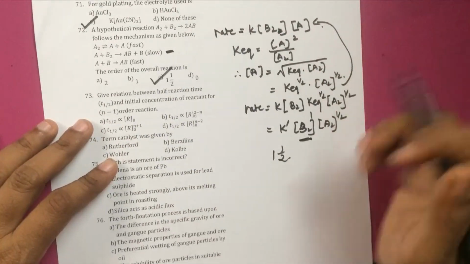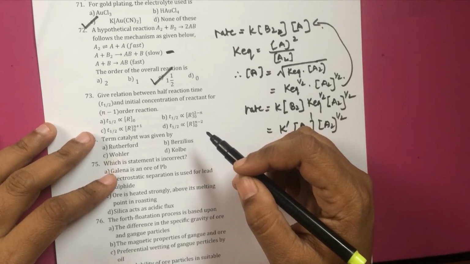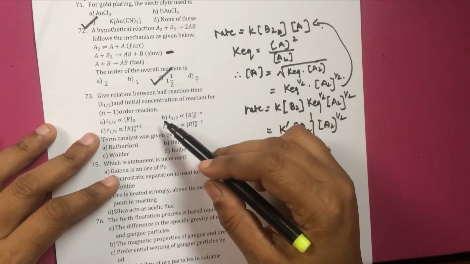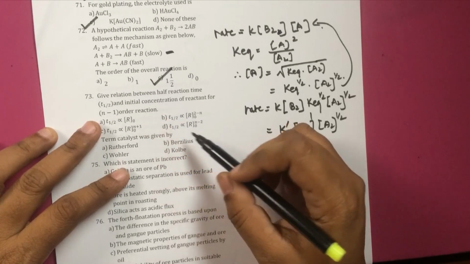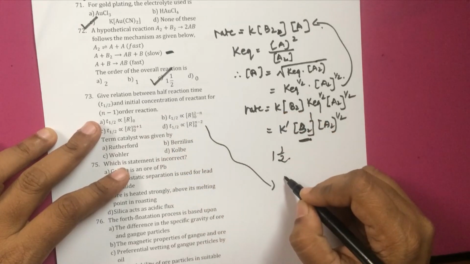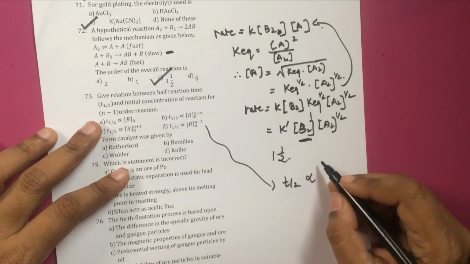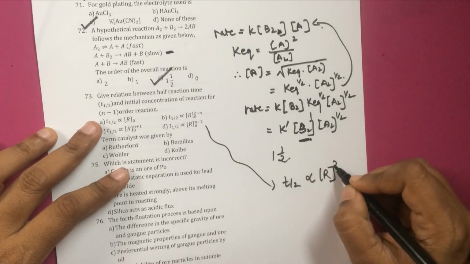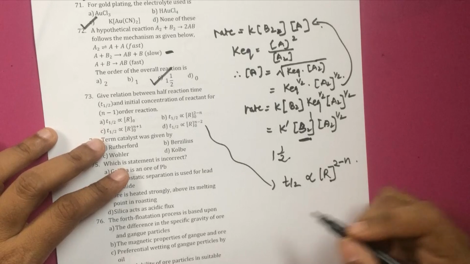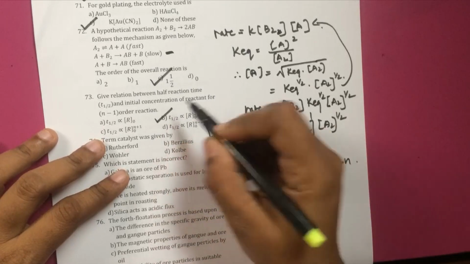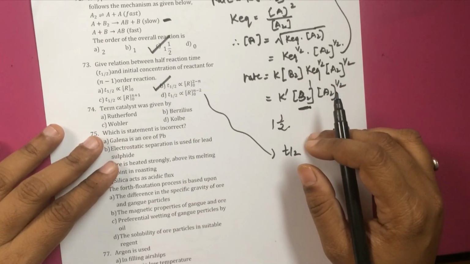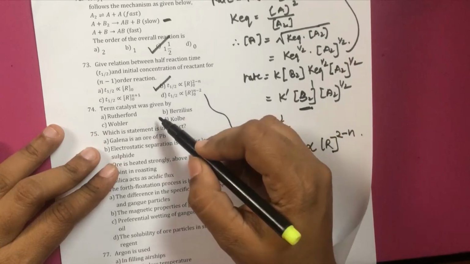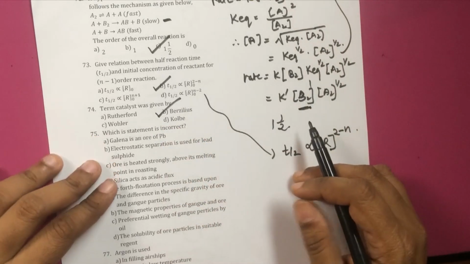Question number 73. Give the relation between the half-life time T half and the initial concentration of the reactant for nth order. This relationship is T half is directly proportional to the initial concentration raised to 2 minus n. Therefore, option B. Question number 74. The term catalyst was given by Berzelius, option B.